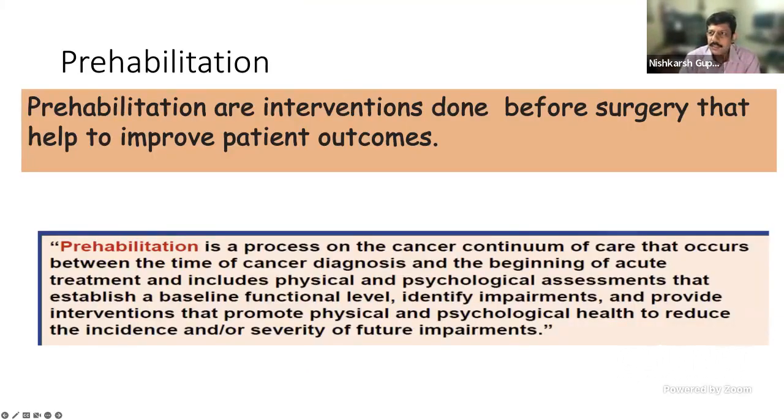So broadly speaking, prehabilitation is a set of interventions which we can do before surgery, and they're likely to improve patient outcomes. So it is a process of the cancer continuum of care that occurs between when the patient is diagnosed with cancer and when the patient is started on some treatment, and it includes psychological and physical assessments that will establish baseline function as well as identify impairments and provide interventions. So basically there are some interventions, which may be psychological or physical, which will overall help to improve the outcome of the patient.